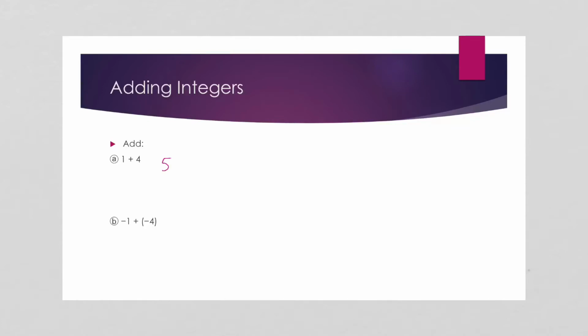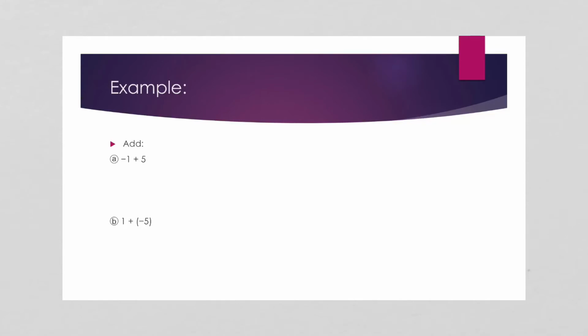Now, on part B, -1 plus -4, signs are the same, add the numbers together and keep that sign. So that means I owe somebody $1 plus I owe somebody $4. So now I owe a total of $5.